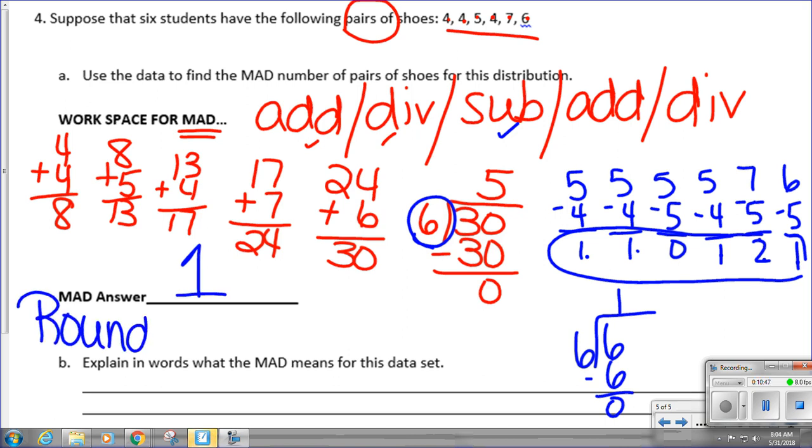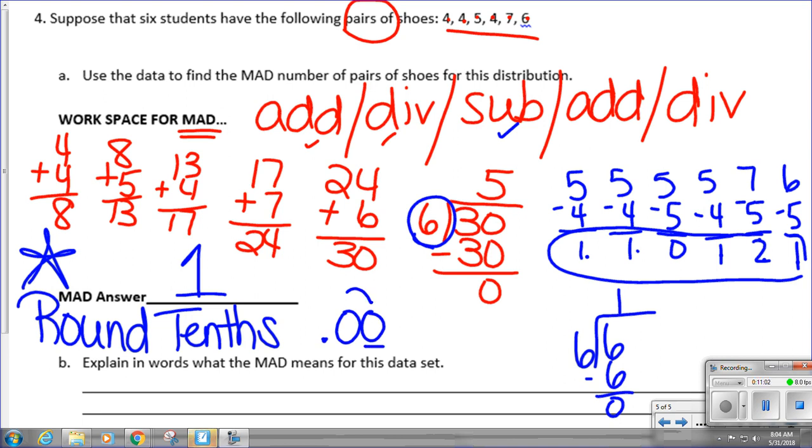Put a little star here. If I'm asked to round to the tenths, I go how many places past the decimal? 2 places past the decimal, stop, and round.